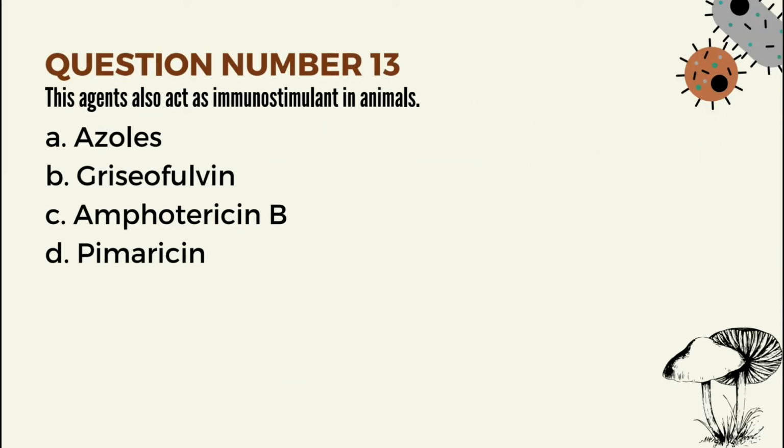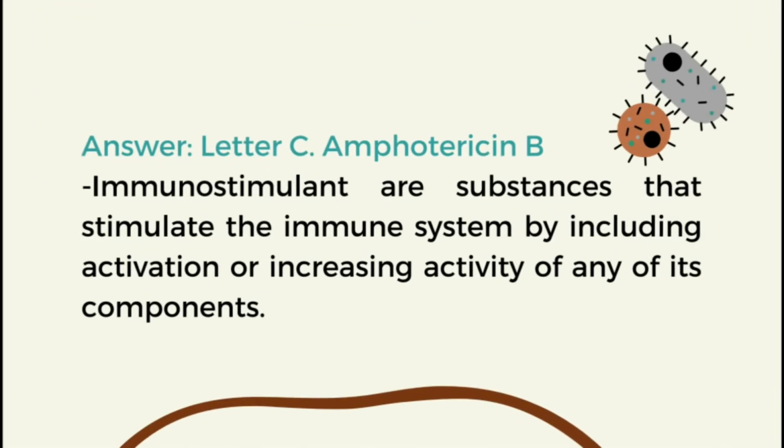Question number 13. This agent also acts as an immunostimulant in animals. A. Azoles, B. Griseofulvin, C. Amphotericin B, or D. Pimaricin? Answer is letter B, griseofulvin. Immunostimulants are substances that stimulate the immune system by inducing activation or increasing activity of any of its components.